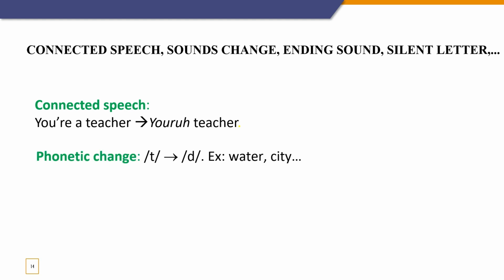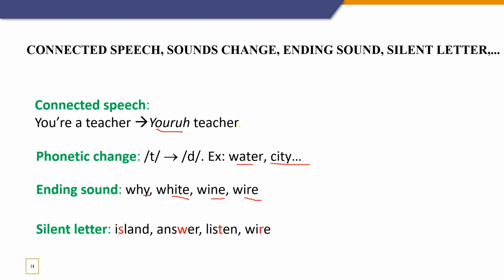Or, we usually change the t sound into the d sound, as in water and water, city and city. Here we are. And some words may lead to confusion when pronouncing, as in why, white, wine, and wire.